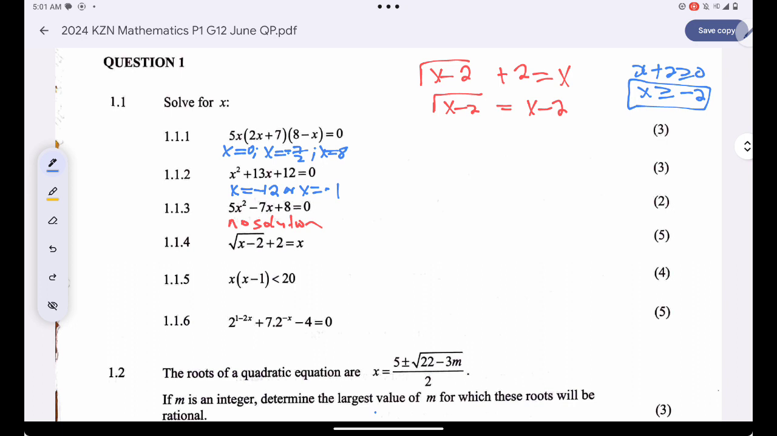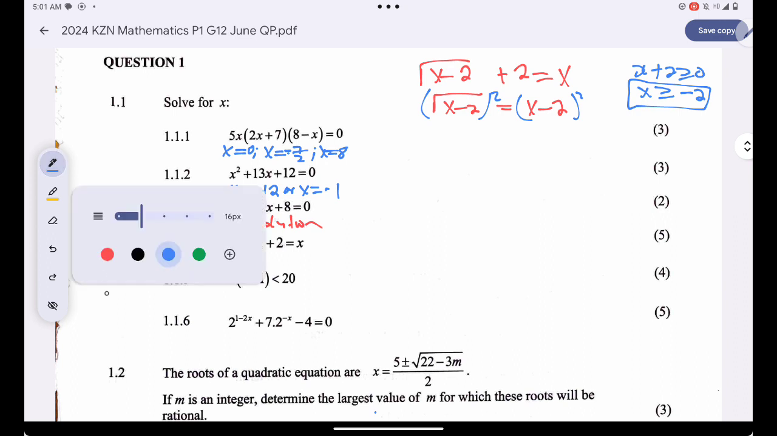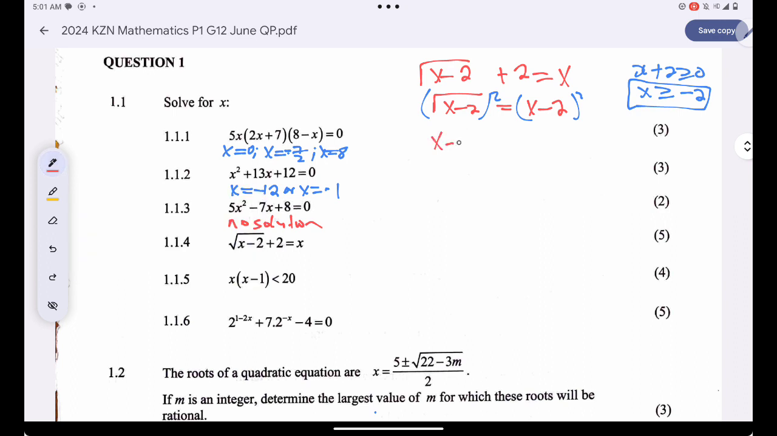Okay, let's work. The first thing we must do whenever we deal with surds is to square both sides, right? If I do that, I'll be left with x minus 2 is equal to x² - 4x + 4. Then when I bring everything to the right hand side, I'll have x² - 4x + 4, excuse me, is equal to 0. When I take the x to the other side, it will change the sign. The 2 to the other side, it will also change the sign.